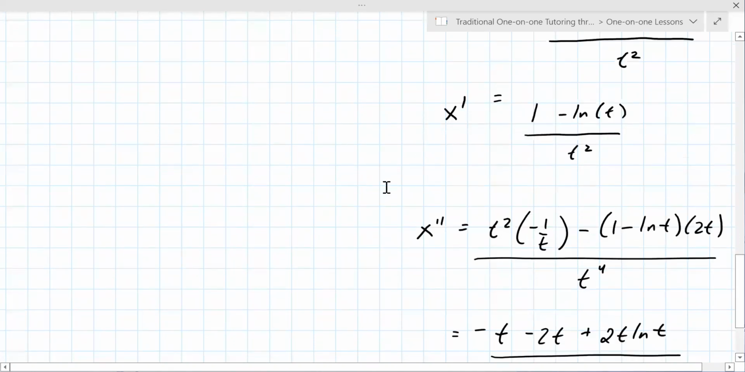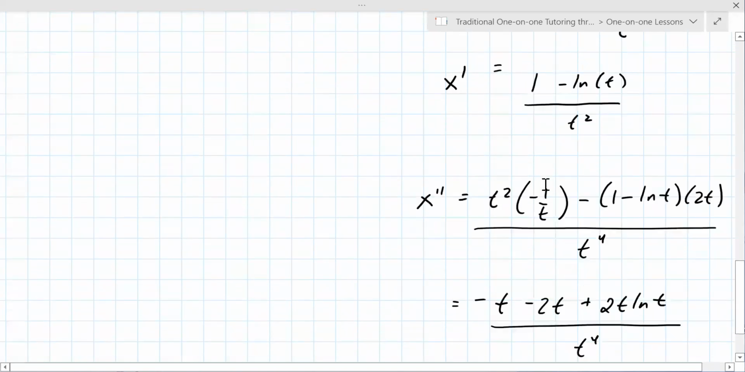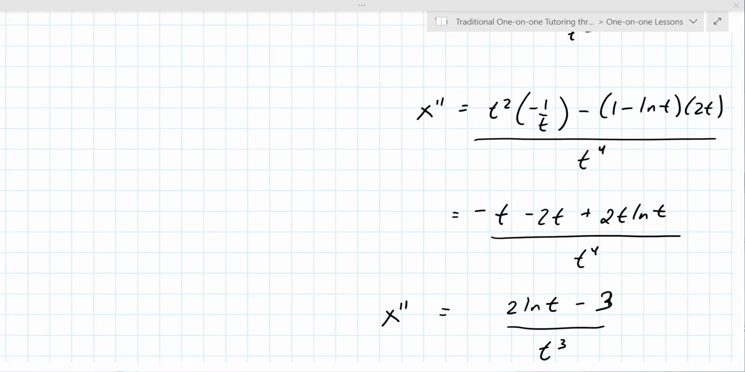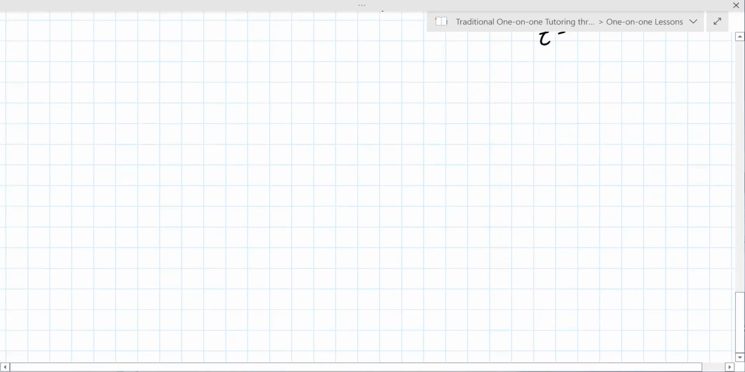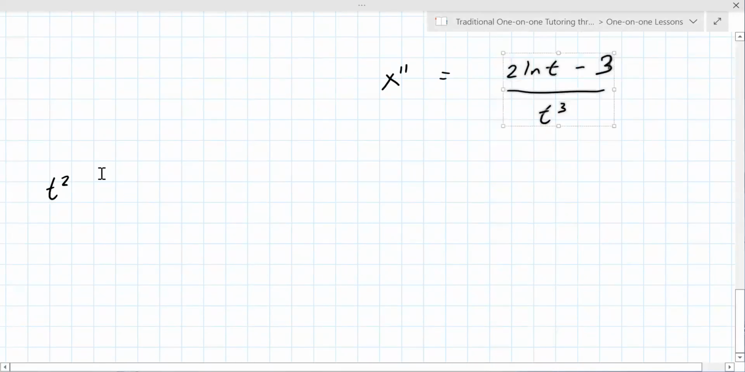Let me know. If you got this for the first derivative, natural log t over t squared, that is correct. And this is now correct for the second derivative. Okay. Cool. So now the reason we needed all that is because we're supposed to go back and replace. So it's t squared times x double prime of t. I have the benefit here of copy and paste.